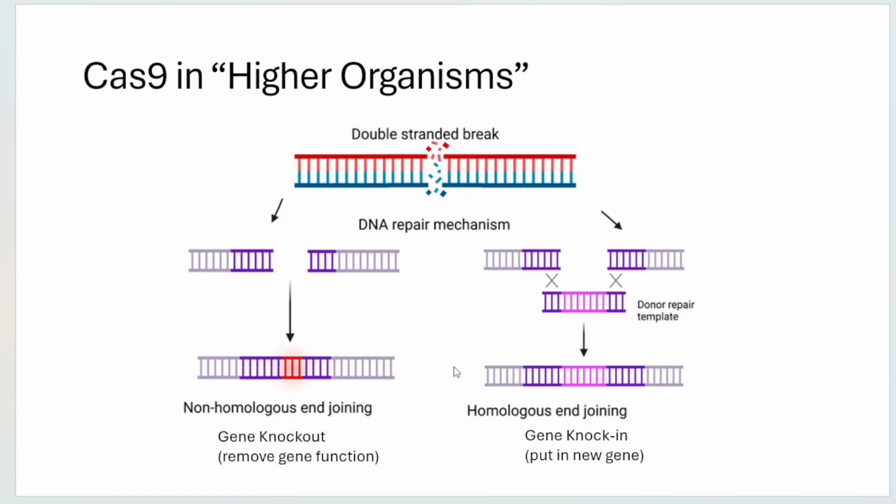But in a nutshell, when there is a double-stranded break, your DNA repair mechanism can either be non-homologous end joining or homologous end joining. So non-homologous end joining is generally used for gene knockout or a removal of gene function, simply because once that break has been made, random nucleotide insertions of DNA will be put between the cracks and then fused back together. So it's just random.